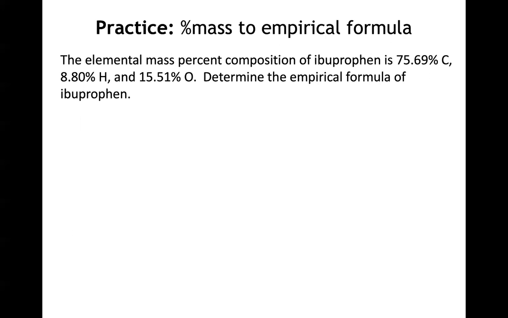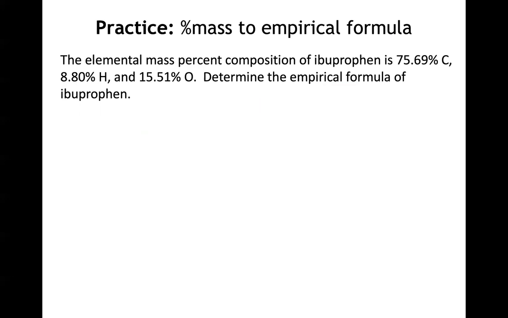Now, the empirical formula is the simplest ratio of each atom, right? And we said that we could determine that from taking grams into moles. And then from there, we're going to divide by the smallest number of moles to get the mole to mole ratio, right?